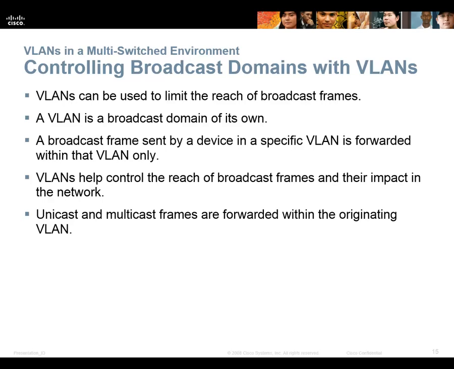Also, unicast and multicast frames are forwarded within the originating VLAN. This gets important in large places like college campuses, because if you properly set up VLANs, when you do an image, only those machines that are within that VLAN are going to see the image, the multicast or the broadcast traffic going out.